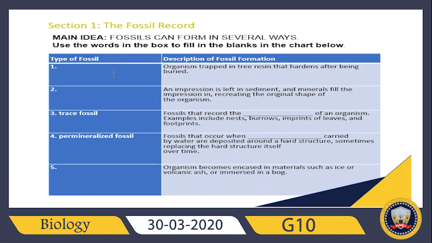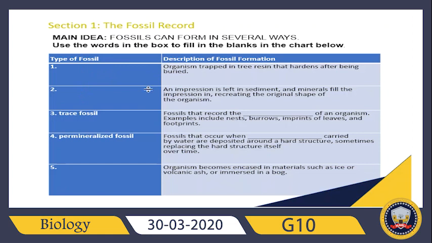So for number 1, guys, organism trapped in tree resin that hardens after being buried. What type of fossil will be the result, guys? Remember, yes, it will be the amber preserved fossils. Okay, amber preserved fossils.